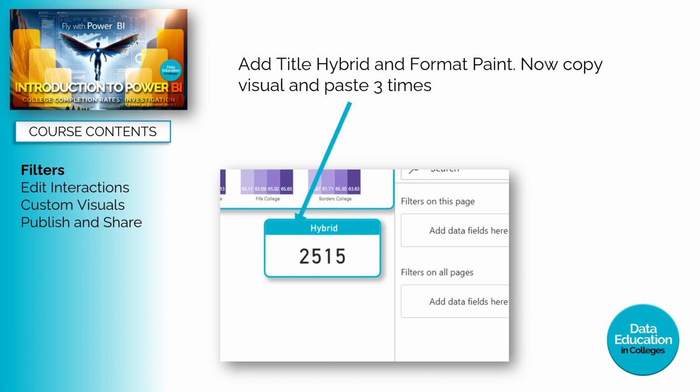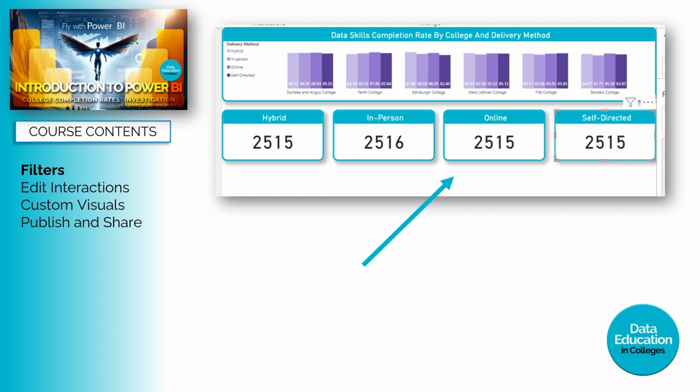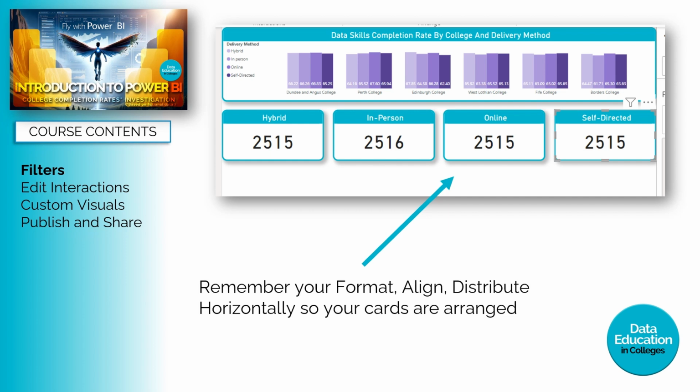Add delivery methods to filters on this visual, choose hybrid, and make the card 150 height and 300 width. Add the title hybrid and format paint, you know how to do that now, and copy that visual, paste it 3 times. Then update the filter and title on each so you have a number of classes per delivery method. Remember back to your format, align, distribute horizontally. Use that and you'll have them pixel perfect stretched across the screen.